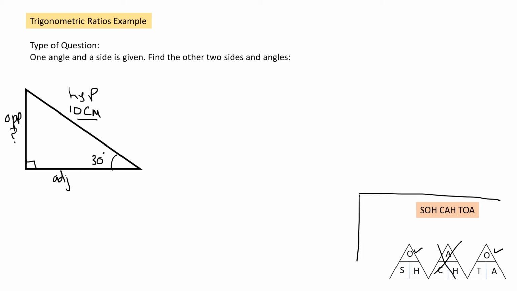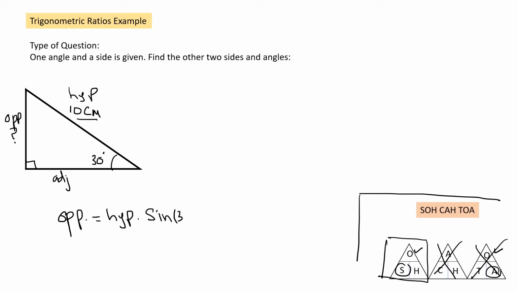Now, if you look at the sine and tan, what is given? Hypotenuse. Adjacent is not given, so we can't use tan as well. So what we can use is sine, right? Sine is equal to opposite over hypotenuse. Therefore, opposite is equal to hypotenuse times sine 30.